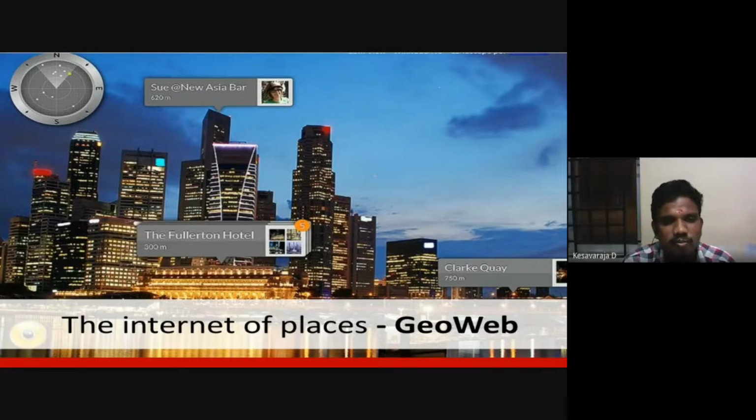That will be called augmenting the information about the photo, augmenting the information about the real society. That will be called augmented reality. It's just a small intro on augmented reality.